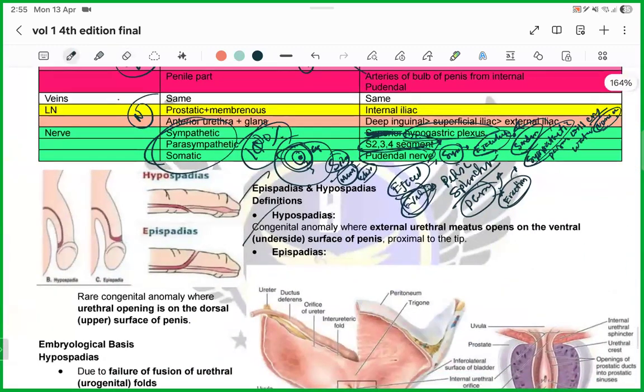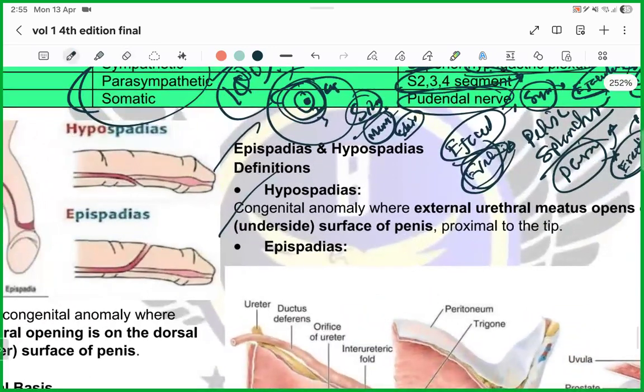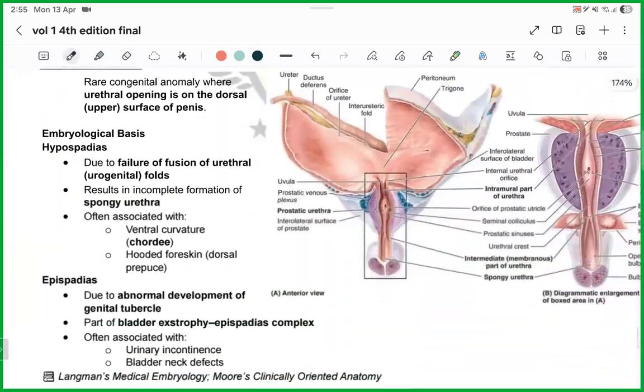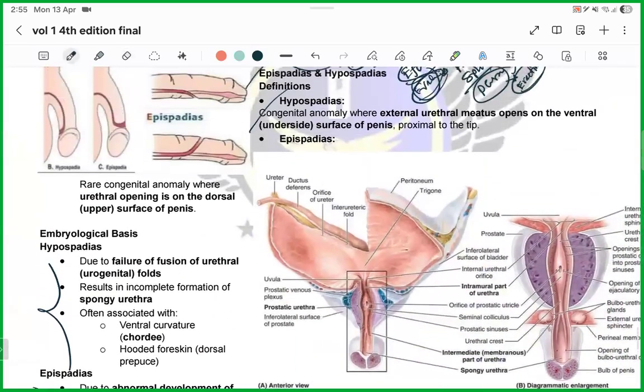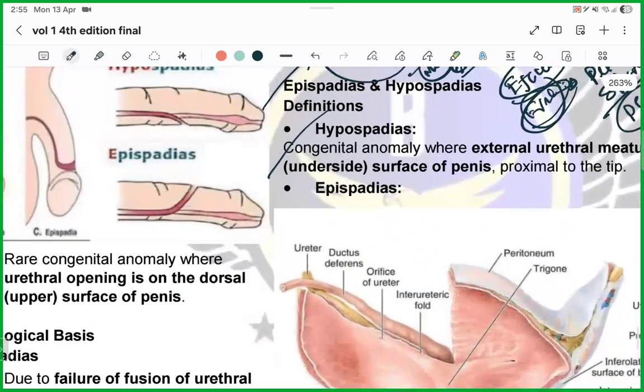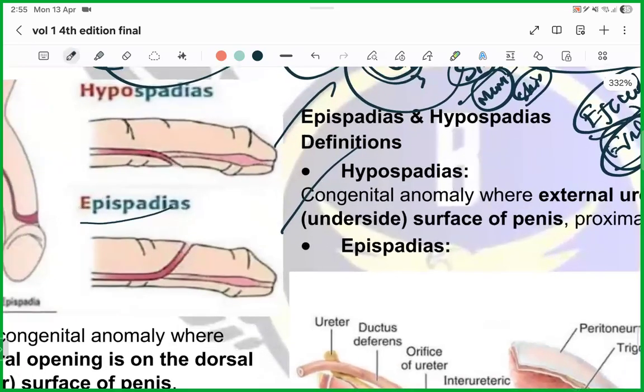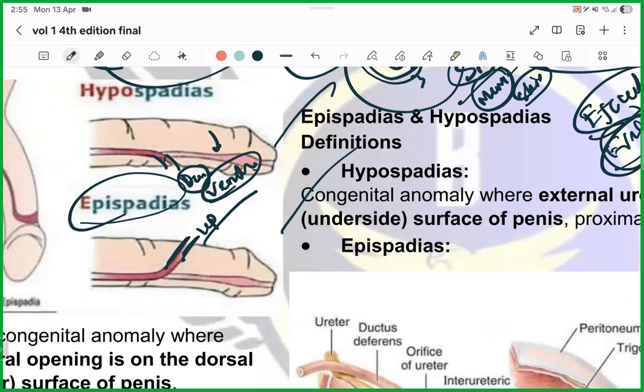Then epispadias and hypospadias is very important. This is very important. You need to know everything I have written here. Let me summarize. The summary is you have to study what is an epispadias. When the urethral opening is up, above, and when the urethral opening is down or ventral, this is hypo. If up or dorsal, this is epi.